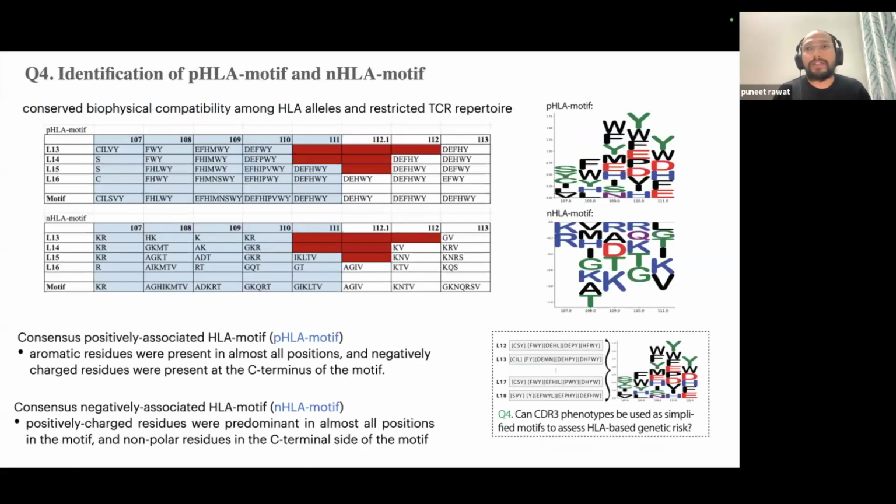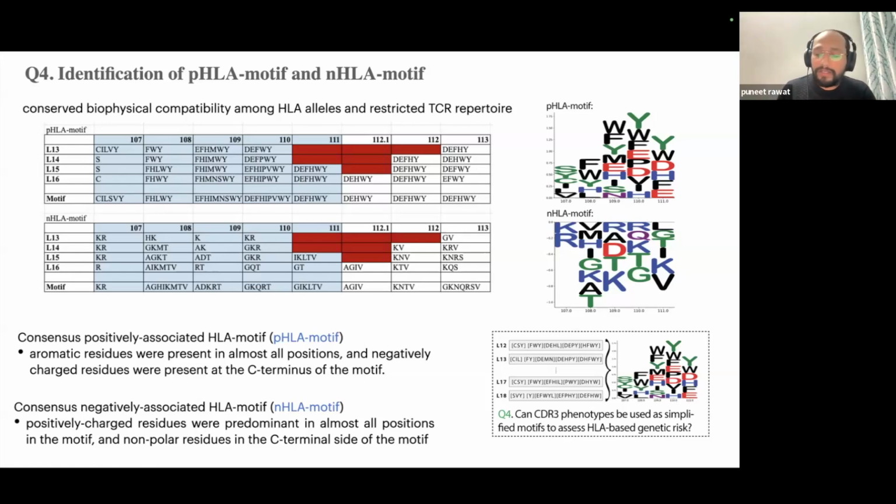So once we have these T1D associated amino acids and the effect sizes, we tried to figure out, can we obtain a motif out of it? And that's what you see here. These are different IMGT positions, and for CDR3 lengths of 13 to 16, we found the consensus amino acids that are constantly present and T1D associated. If they are T1D associated, we calculated the PHLA motif score, and if they are negatively correlating, then we also found a protective motif, and we call it the NHLA motif.